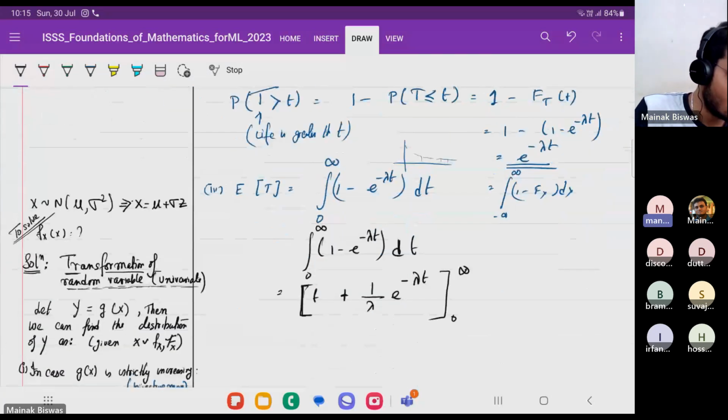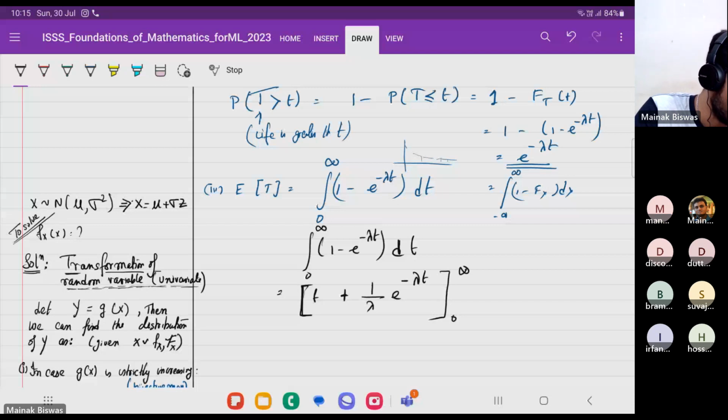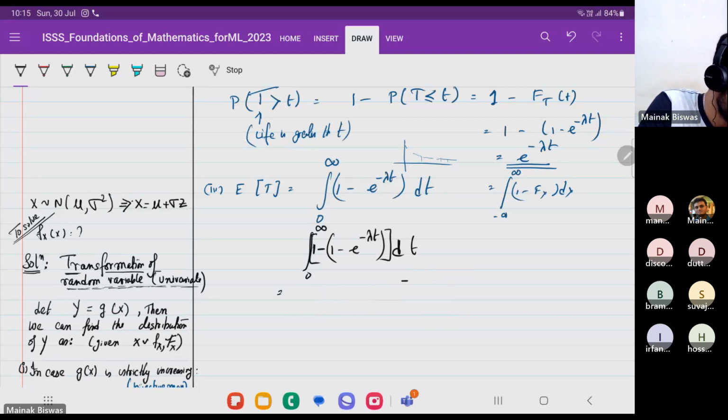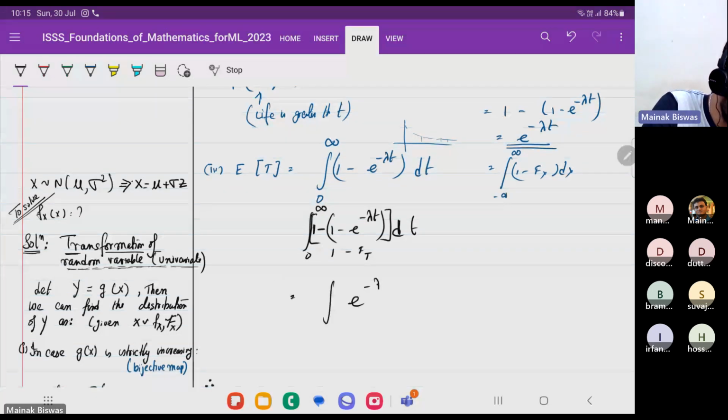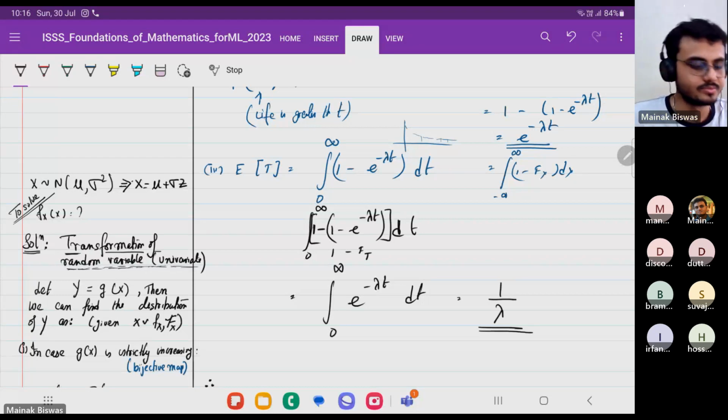Sir, won't it be like 1 minus the CDF? Yeah, 1 minus the CDF. That's what I'm thinking. Why am I making a mistake? So we have written 1 minus F(x), right? Good. So it's 1 minus F of t. I am writing just e to the power minus lambda t, because there is a 1 minus, so I directly wrote it. This is equal to the integral of e to the power minus lambda t dt between 0 and infinity, which is nothing but 1 by lambda, right? Agreed?